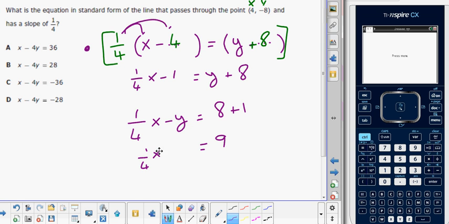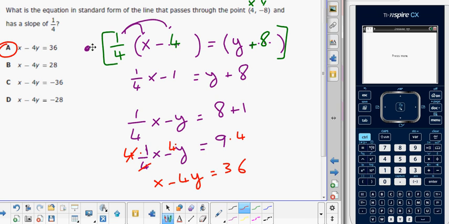We're not done yet because we cannot have a fraction right here. So we have to multiply everything in this equation by 4 to keep our equation balanced. So 4 by 4 cancel out. So we have x minus 4y equal to 36. It's A.